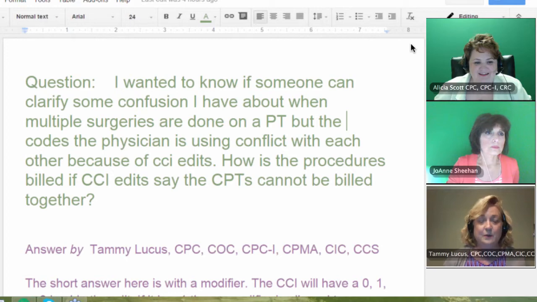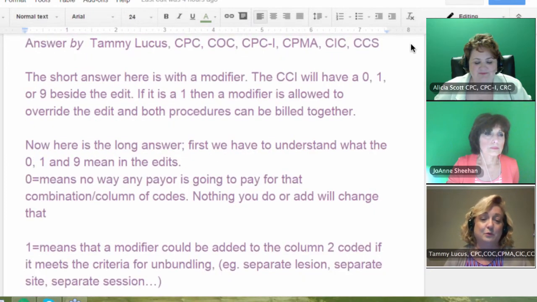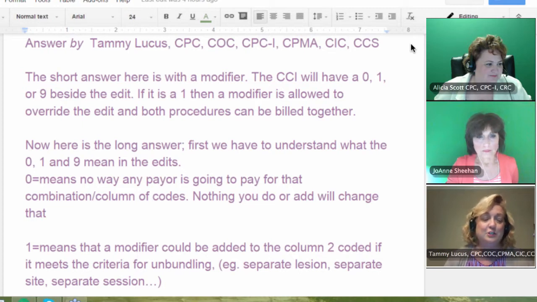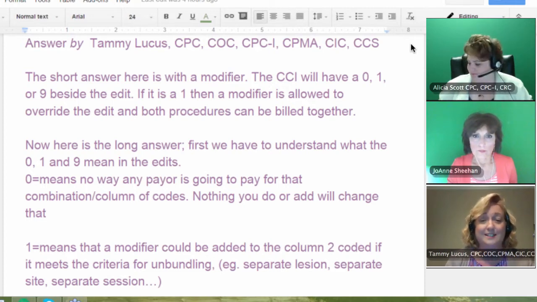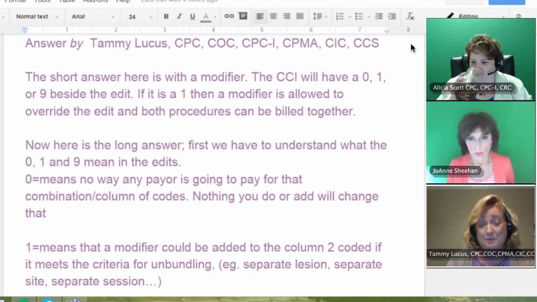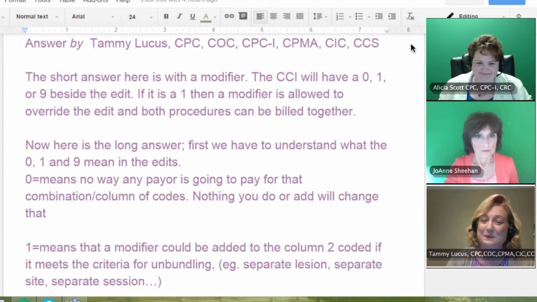In answering this question, I just assumed that you already knew that we have 2 or 3 columns when you're looking at the edits, depending on what format you're looking at them in, so that you know where your comprehensive codes are and then the ones that are included. And then we have a column in which we're going to have some little indicators on the edit beside it. So the short answer to your question is you would be able to bill them with a modifier. Now that's the short answer. It may not always be the right answer.